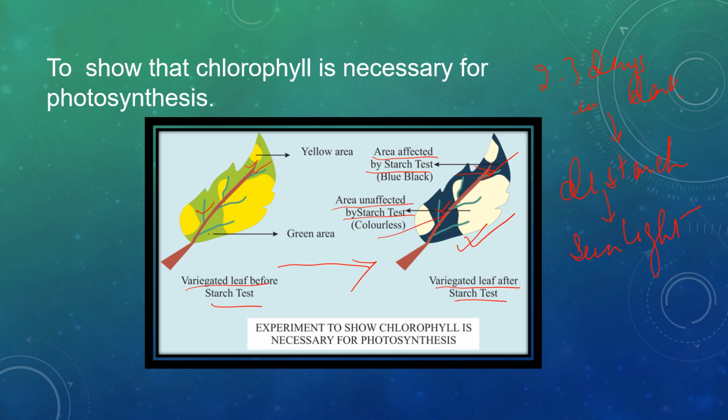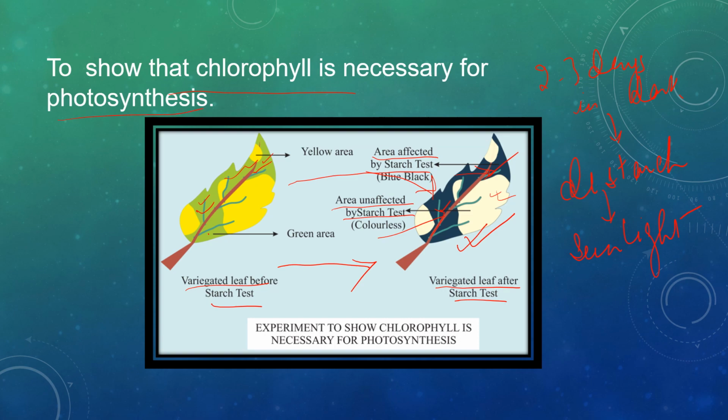So it's clear to all of you, right? So this chlorophyll part only, it is after placing it under the sun for 2-3 days. Again, after destarching it, we have put that in the sun. So again it has regained the starch. So photosynthesis has happened in that part which had chlorophyll in it, and the parts which didn't have chlorophyll couldn't form starch. So hence it is proved with the experiment that chlorophyll is necessary for photosynthesis.